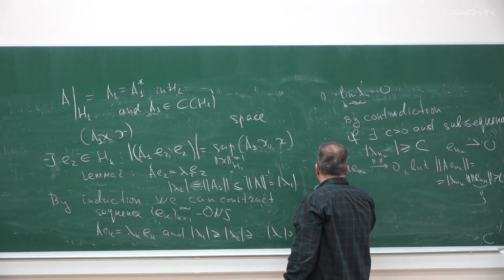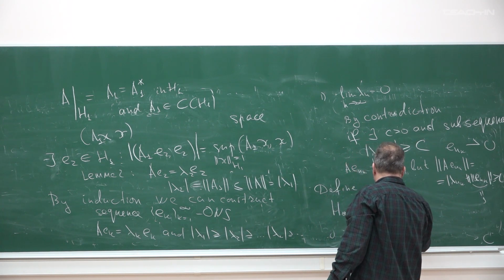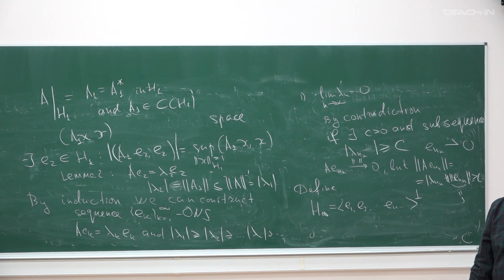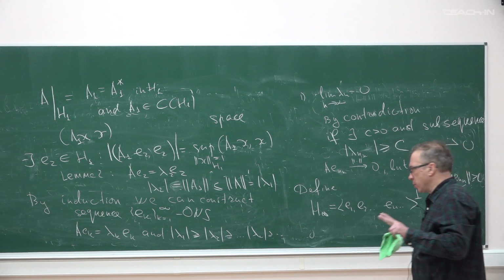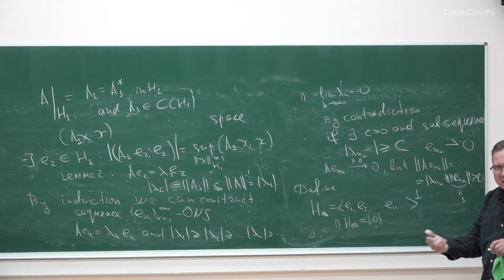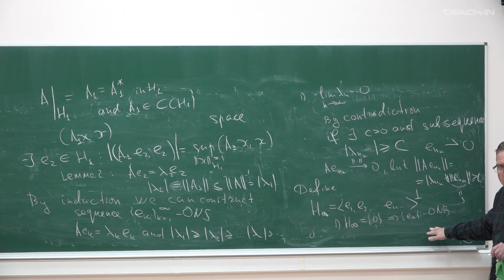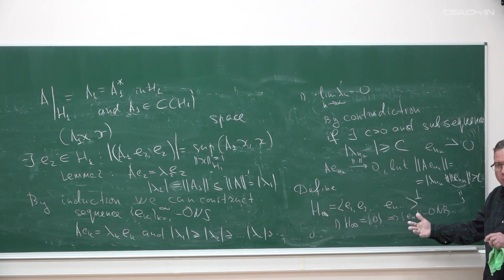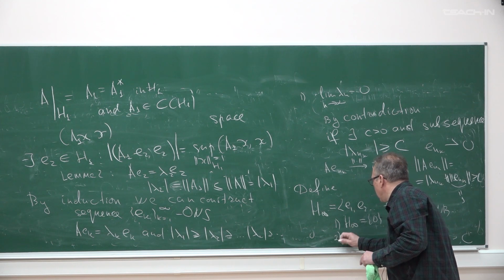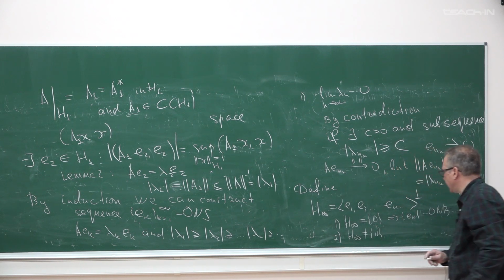So let's define H infinity as the orthogonal complement to all the elements Ek. There are two different situations. First situation: H infinity equals the zero space. Then we construct a basis. Yes? Then immediately all Ek form an orthogonal basis. Is it clear? The orthogonal complement to all elements is the zero space, so this linear span is the whole space H. And the second opportunity is that this is not 0. It may be.